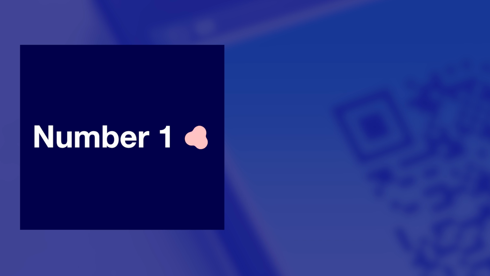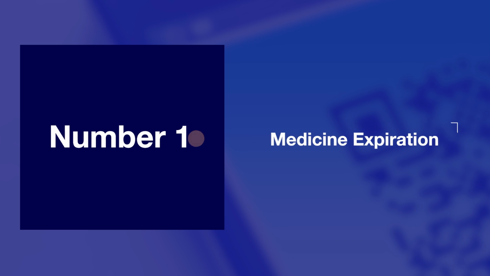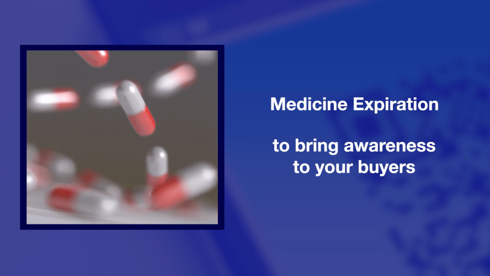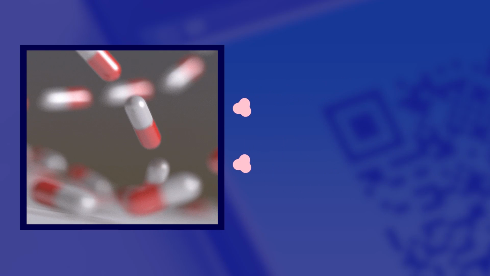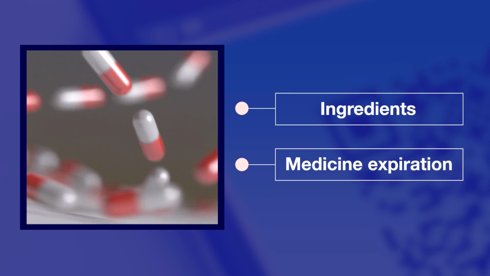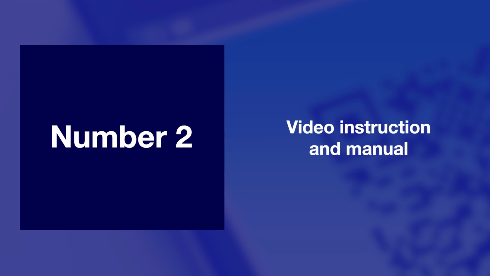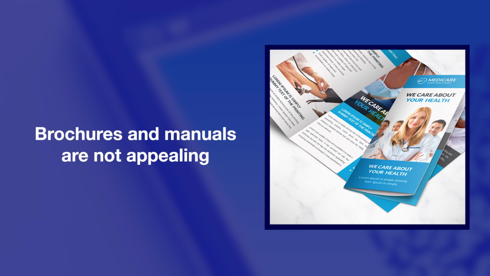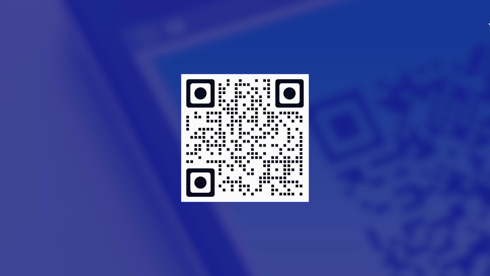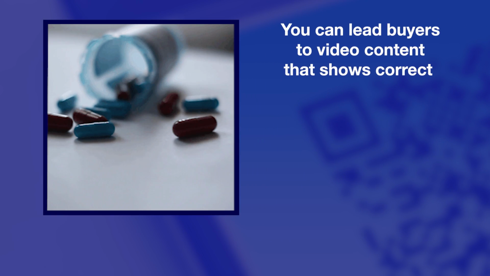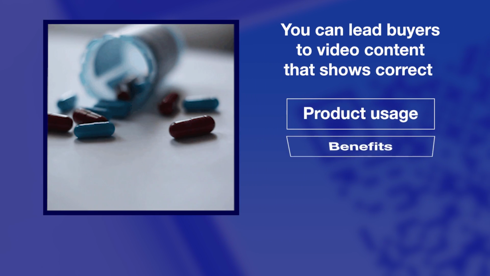Number 1. Medicine expiration. To bring awareness to your buyers, show necessary information like ingredients and medicine expiration. Number 2. Video instruction and manual. Brochures and manuals are not appealing. With QR codes, you can lead buyers to video content that shows correct product usage, benefits, and advantages.